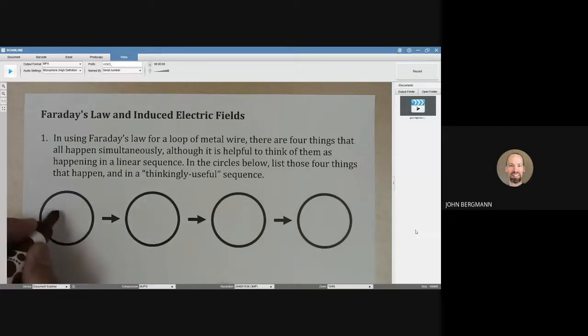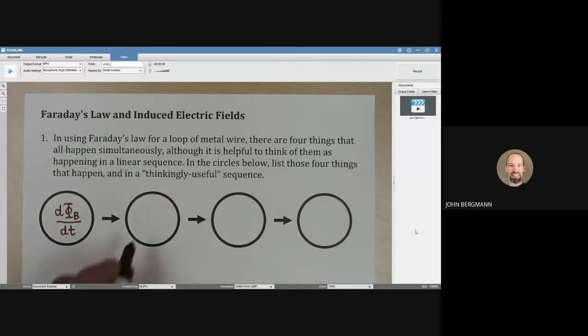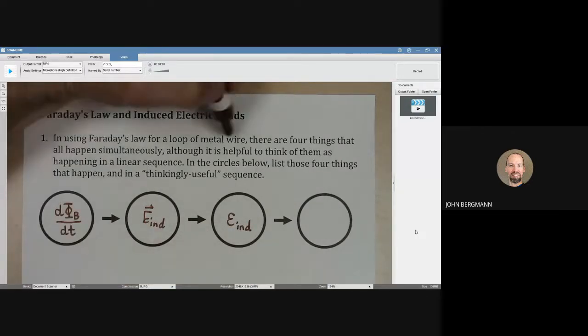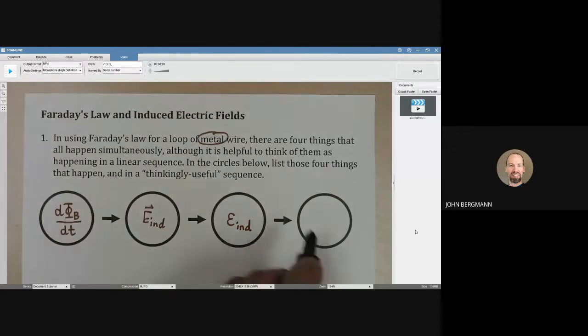Well, whenever we use Faraday's law, what happens is the magnetic flux is changing. And whenever the magnetic flux is changing within a loop, there is an electric field that is induced at the edges of that loop. And whenever there's an electric field that is induced, that means that there is an EMF or a voltage that is induced. And since we're talking here a metal wire, if there's an induced EMF, the metal will have a small amount of resistance anyway, and we will get an induced current.